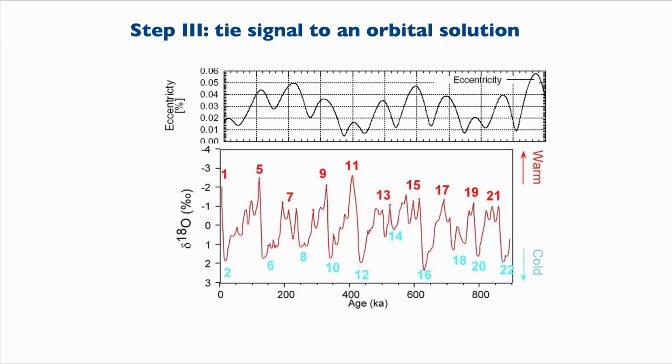And then we have our record. In this case, we'll use oxygen isotopes. So that's the red curve. In red, the red numbers, we have the interglacial, so 1, 5, 7, 9, the warmer period. In blue, we have the glacial period. And if we know, for instance, that our interglacial in this particular area correspond to eccentricity peaks, we can tie these things together, and so we obtain a calculated solution or orbital solution for our record.